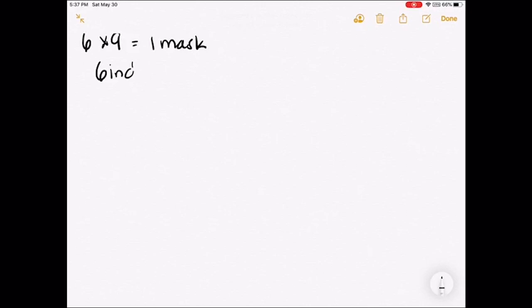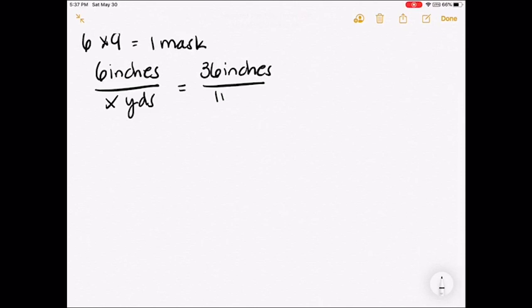So 6 inches, we don't know how many yards that is, so we have to figure that out using this ratio: 36 inches in 1 yard. And we know that there are 12 inches in 1 foot, and there are 3 feet in 1 yard, so 12 times 3 gives us 36, and that's where this conversion comes from.